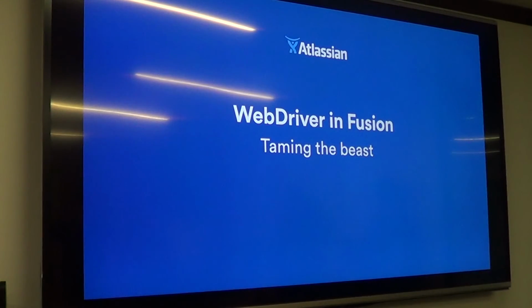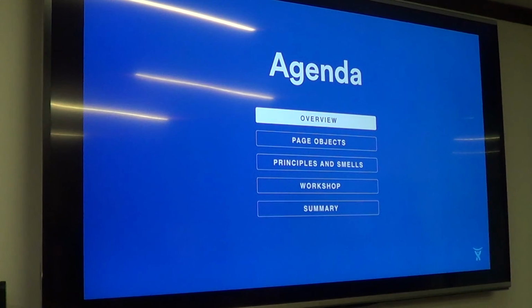So now we're going through to the actual WebDriver. First the agenda. First a bit of an overview. It's going to be very focused on Atlassian Selenium because that's what we're using to write tests. I'll explain how it works. It's going to be a mix of more general principles, but also very specific Atlassian Selenium examples.